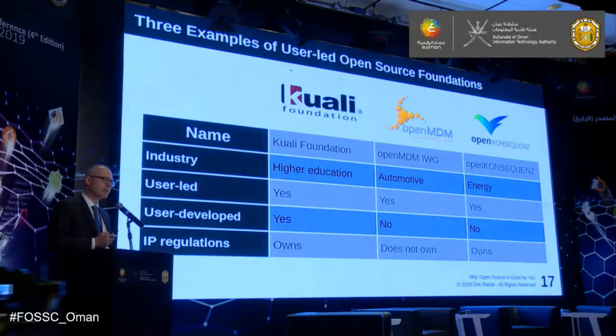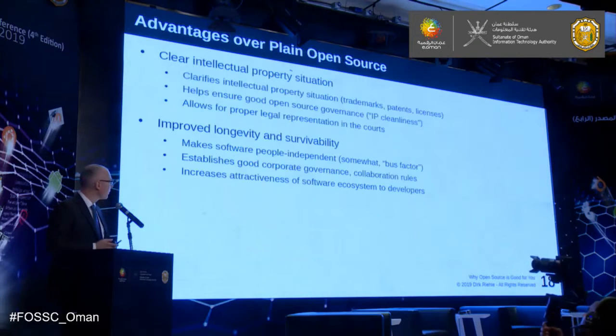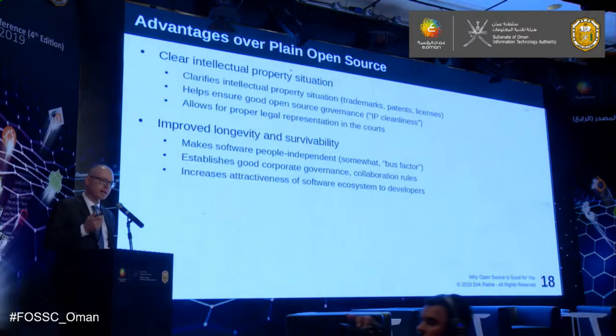So here we have 3 examples of industries, higher education, automotive, and energy, where the companies in these industries were so dissatisfied with the closed source software they could purchase that they decided the world would be a much better place for them if they joined forces and collaboratively sponsored the development of the open source software they need. Now, that's easier said than done. Let me first explain why this went the open source way.